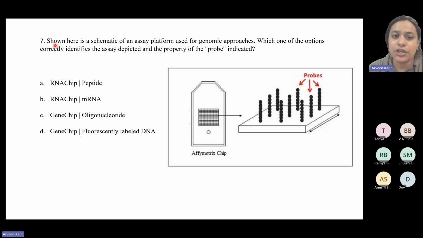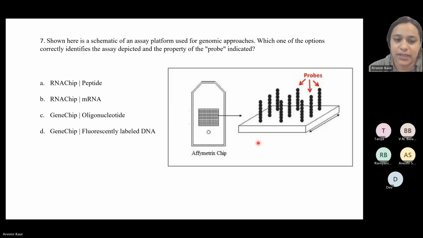Thereafter, we have another kind of chip that is shown here. And the question is, shown here is a schematic of an assay platform used for genomics approaches. Which one of the following options correctly identifies the assay depicted and the property of the probe indicated? So this is an Affymetrix chip. Affymetrix is actually one of the companies, and there are certain probes that have been defined over here. So they are asking what kind of chip this is, and if you have identified this chip, then what kind of probes will these be?